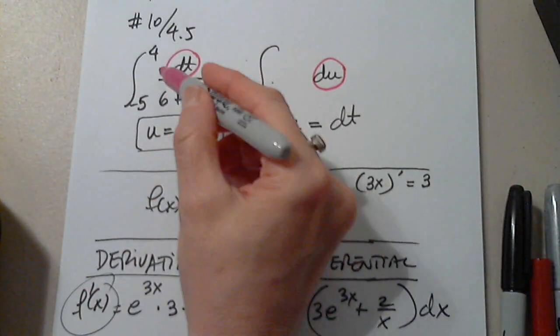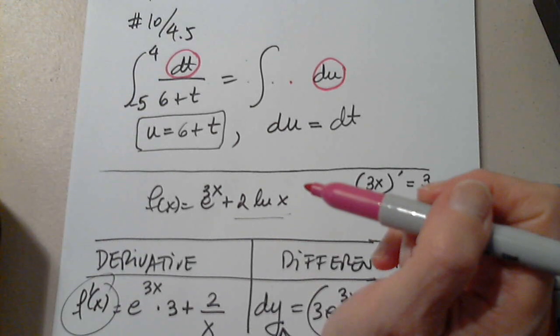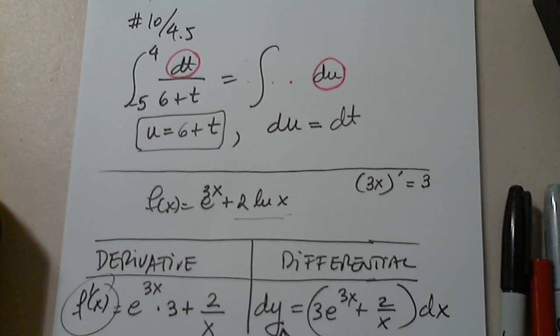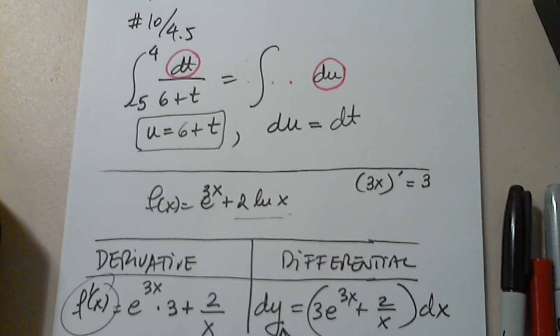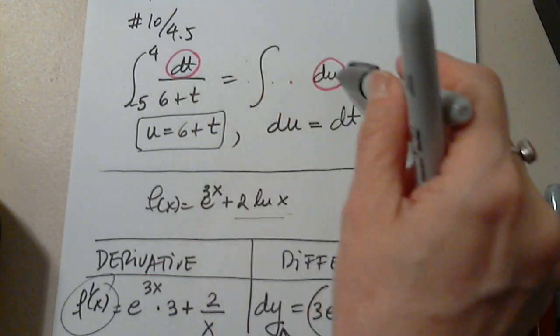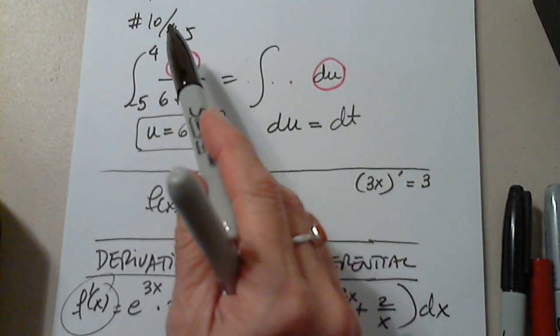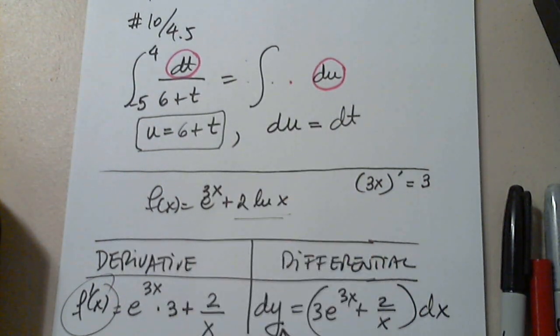Now, this is a function. It's 1 over 6 plus t. What do I put here? I cannot have t. So when I move from t to u, entire t disappears completely. So what do I replace this by? I already have the u on the side. What do I replace 1 over 6 plus t by? And it has to be in terms of u. Say it again.